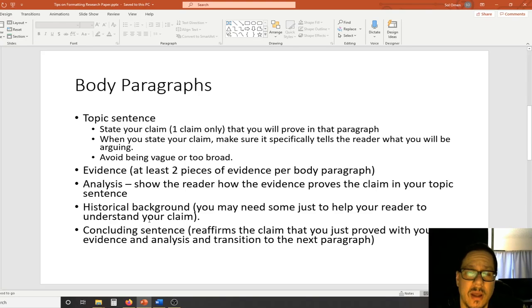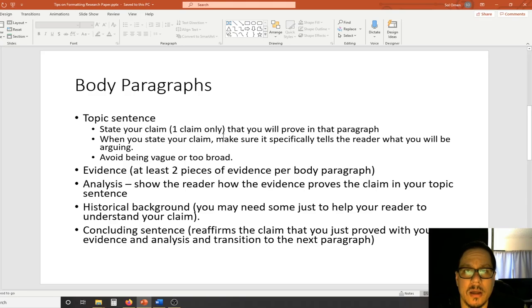After you have all of that, you will end each body paragraph with a concluding sentence. The concluding sentence is basically just reaffirming the point that you made in your body paragraph. And then you can also include a transition to the next paragraph. I sometimes will include my transition in the topic sentence, going from one paragraph to another, but you can also include it in the concluding sentence. It's up to you. So that's your structure for all the body paragraphs in your paper.